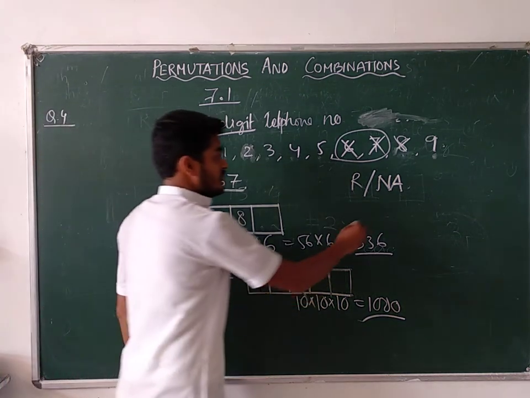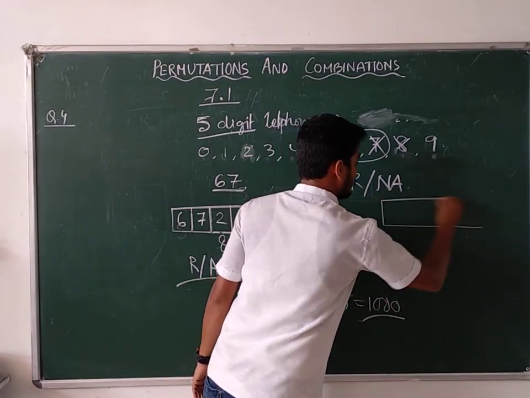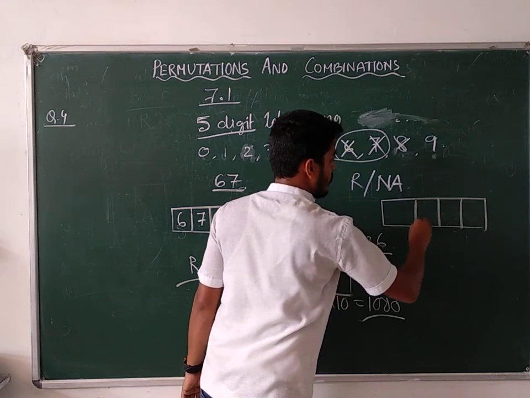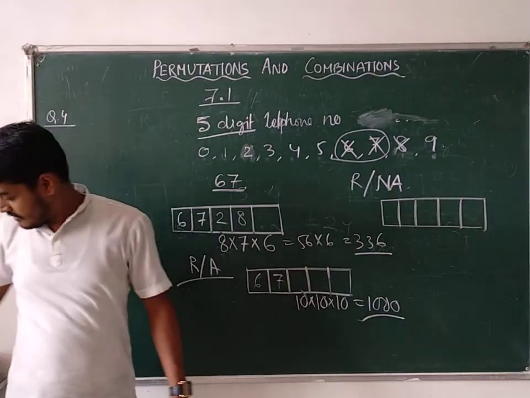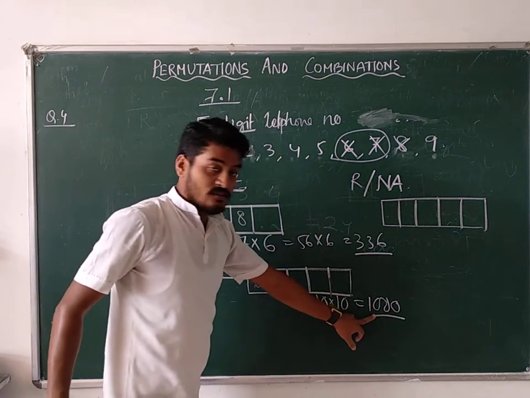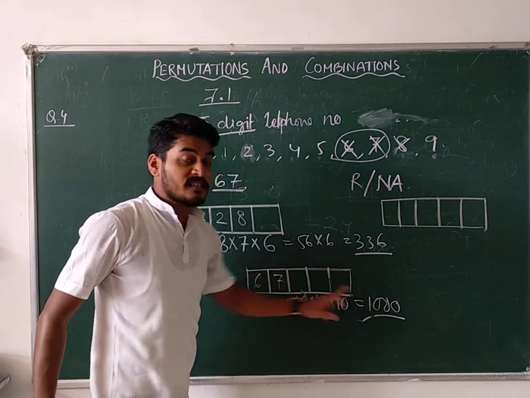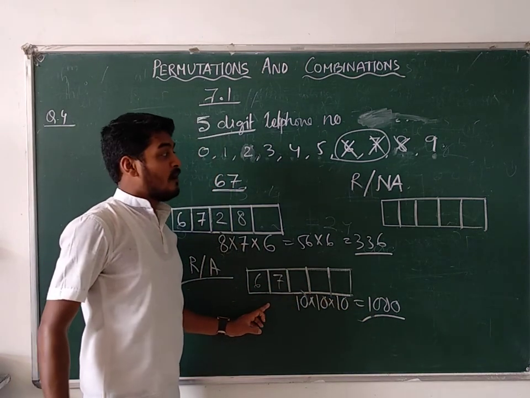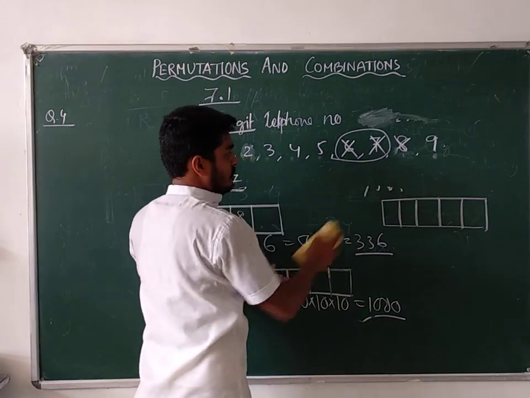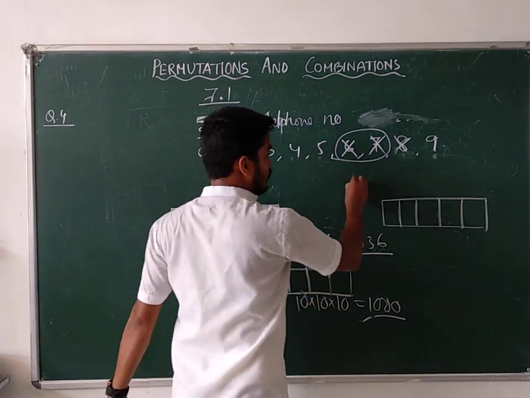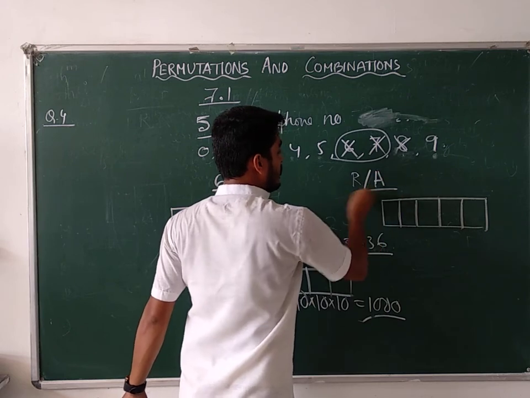So if repetition is allowed, we have 1000 5-digit telephone numbers started with 67. So how many telephone numbers can be formed? 5-digit telephone numbers can be formed where repetition is allowed. No other restriction is there.